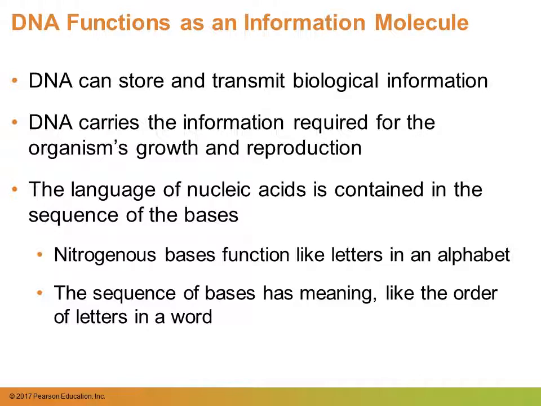I always think of the movie The Matrix. Remember where environments were made with a binary code, like a streaming cascade of zeros and ones. But in this case, instead of zeros and ones, we have A, T, C's, and G's. So the order of these nitrogenous bases is what actually codes for us and makes us us.